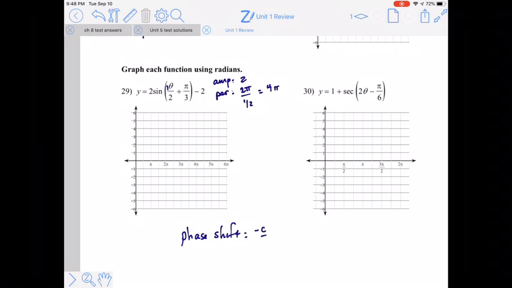And then the phase shift is the opposite of c over b. So the opposite of c, if this is c right here, would be negative pi thirds, and if we divide that by b, then we're going to get negative 2 pi over 3.